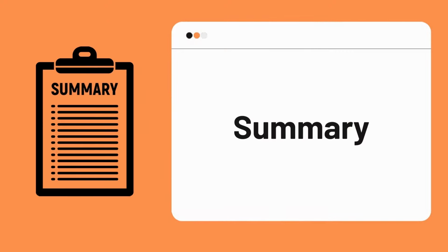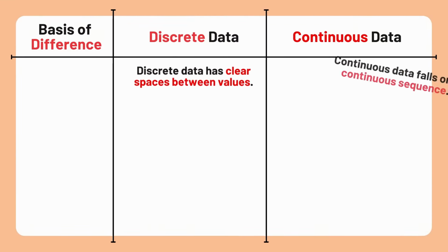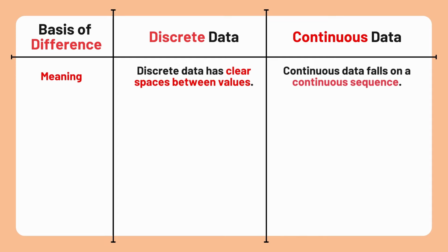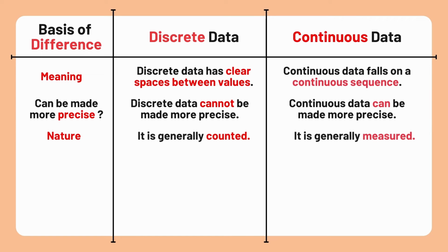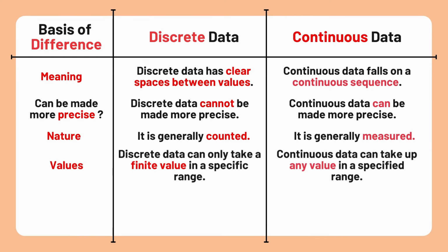Let's summarize everything in the form of the difference between discrete and continuous data. In terms of meaning, discrete data has clear spaces between values, while the continuous data falls on a continuous sequence. In terms of precision, discrete data cannot be made more precise, while continuous data can be made more precise. In terms of nature, discrete data is generally counted, while continuous data is generally measured. For the values, discrete data can only take a finite value in a specific range, while the continuous data can take up any value in a specified range.